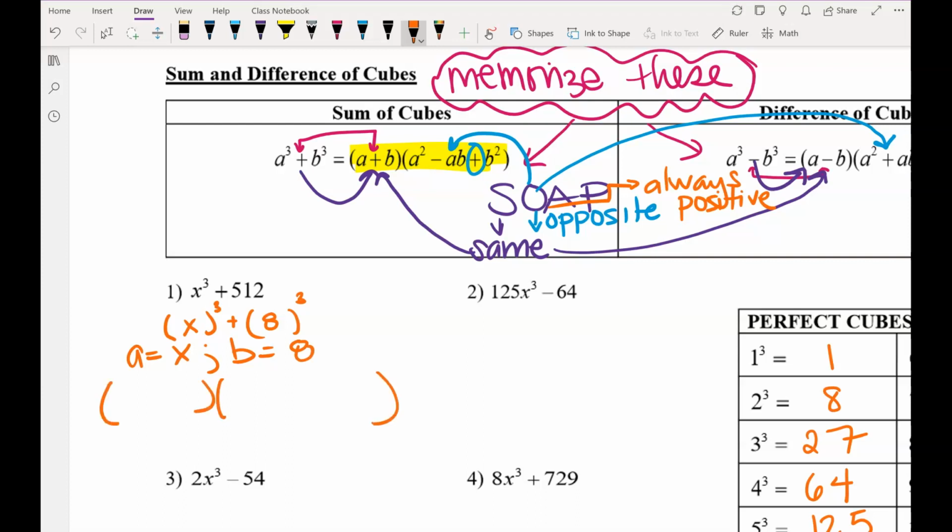All right. So plus or minus? Plus. Okay. So it will be a plus b. So a is what? X. B is 8. Next is plus or minus? Minus, right? Because it's opposite. Now, what do we feel like? It's a square. What is a square? X squared, right? Minus a times b. What is a times b?